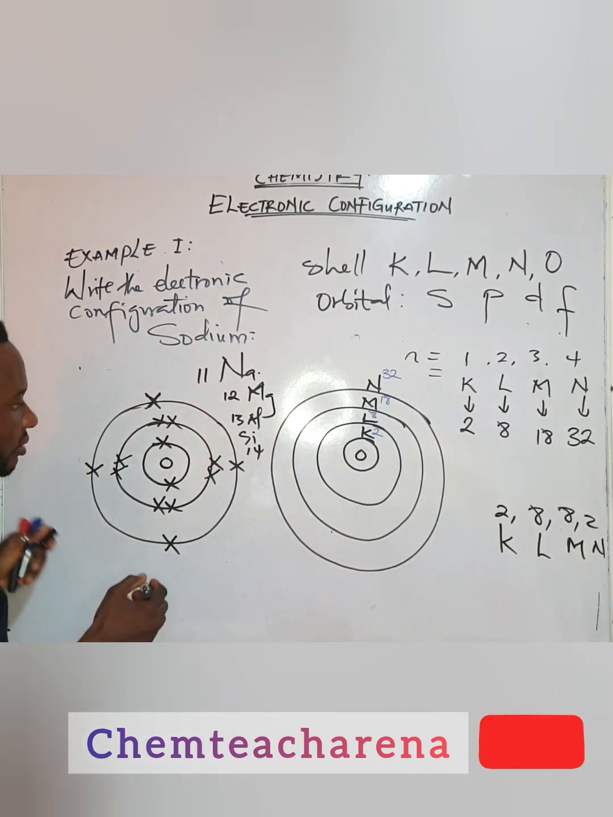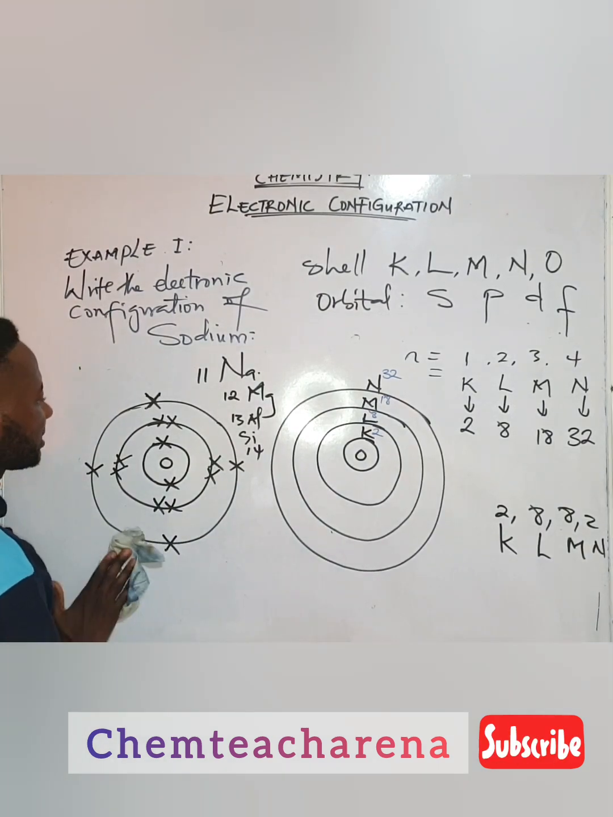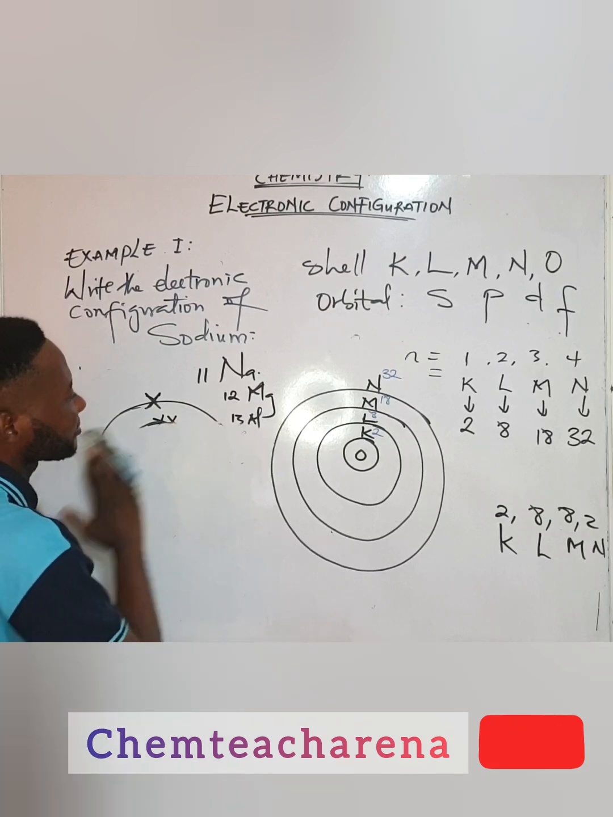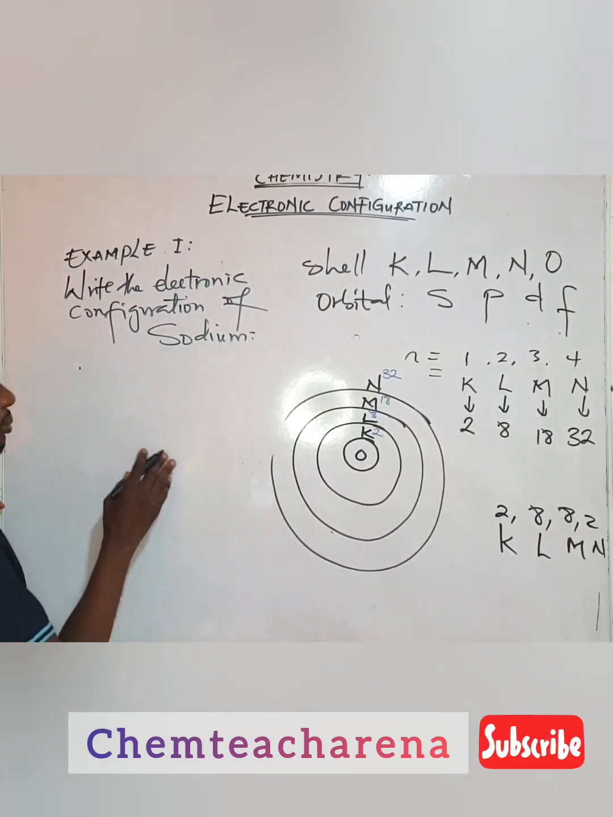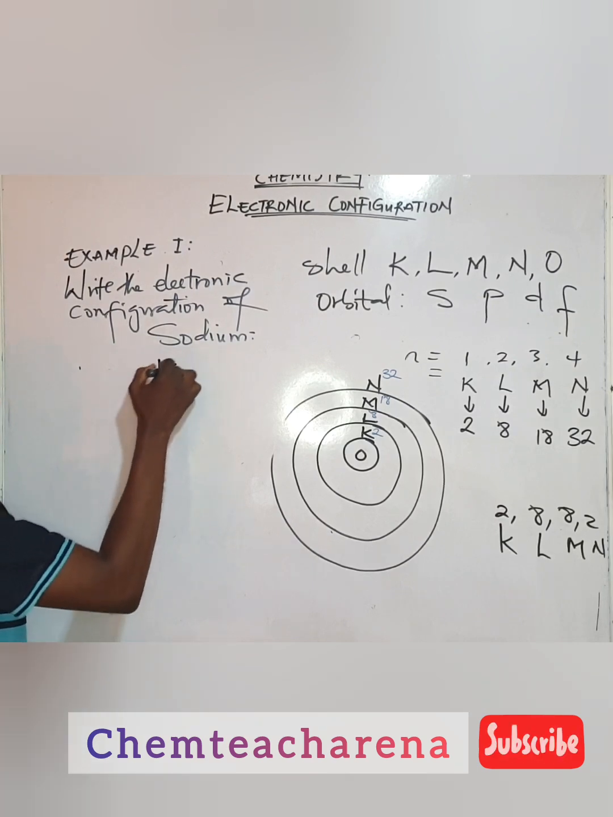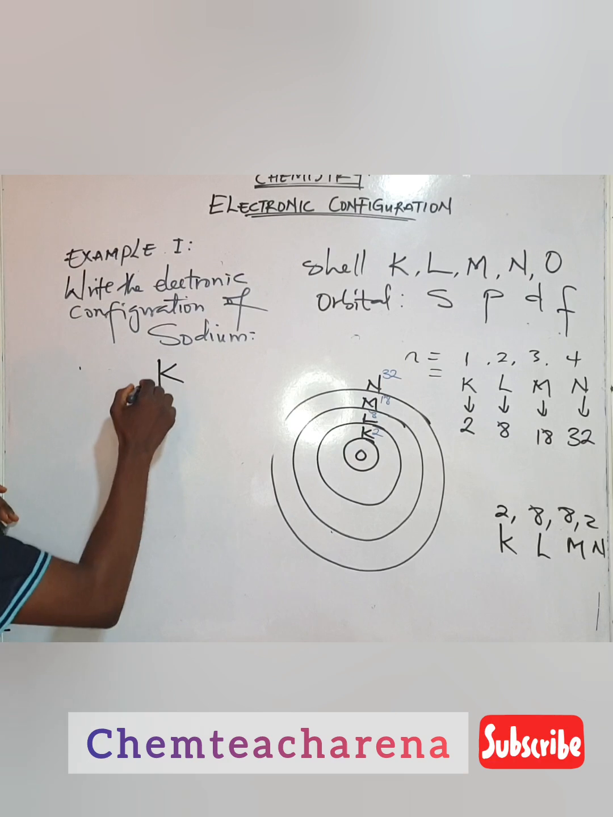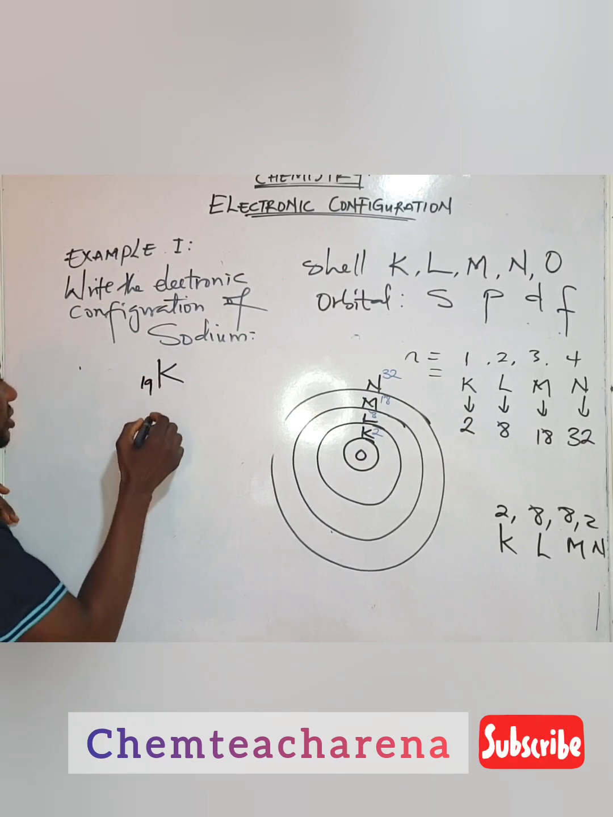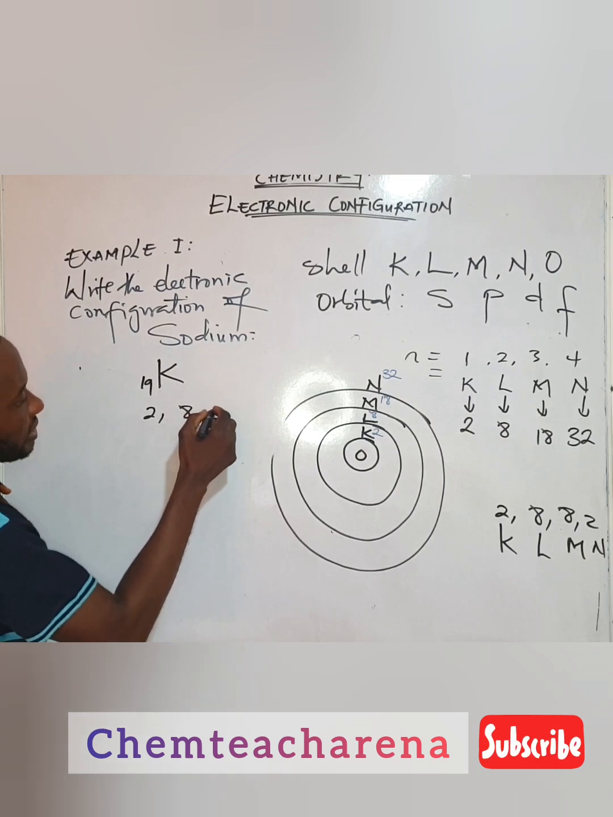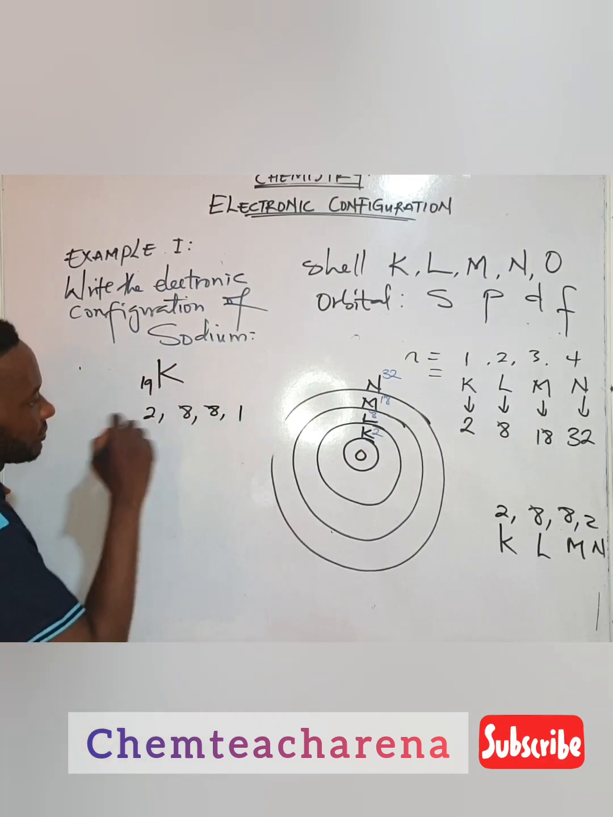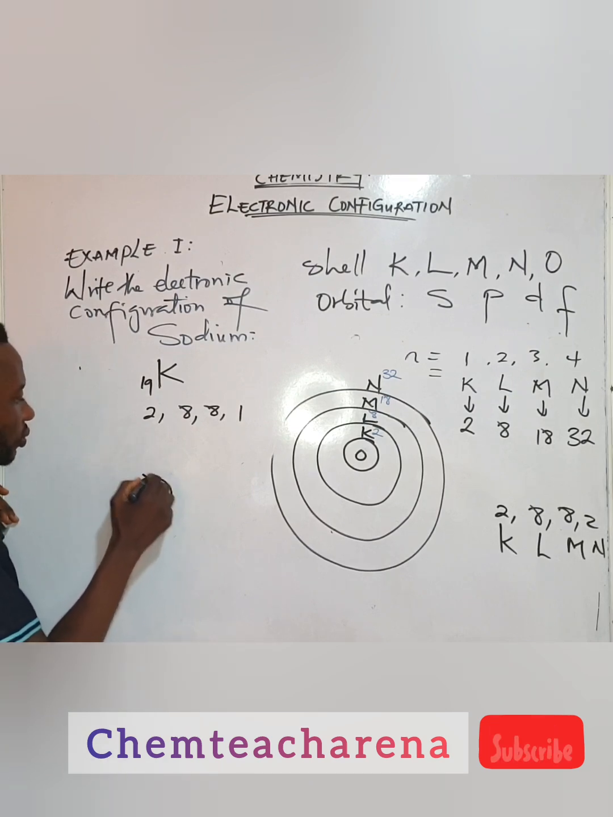Now, for another example, let's write for potassium. Now, for potassium, potassium is K, and the atomic number for potassium is what? Is 19. So it's going to be 2, 8, 8, 1. So I'm going to draw my first shell. It's going to be 2.